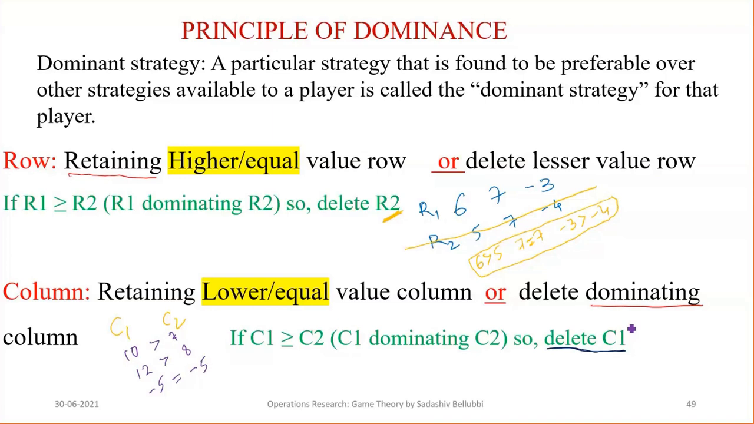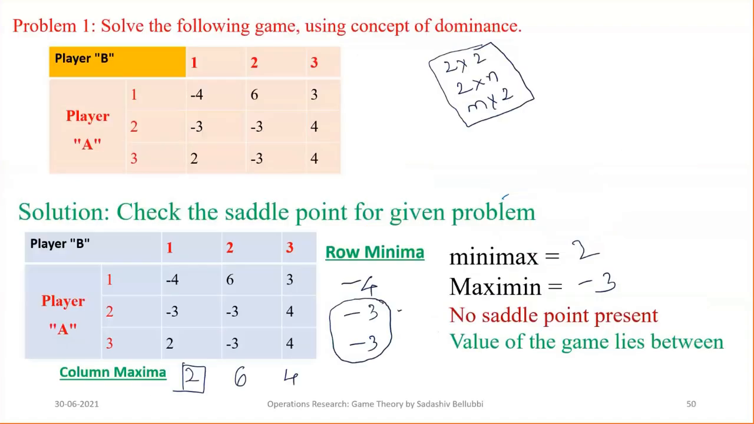Don't get confused. When you are comparing rows, whichever row has the lesser values, you need to delete. When you are comparing columns, whichever column is dominating, you need to delete. Okay, with this introduction, we'll solve one problem.